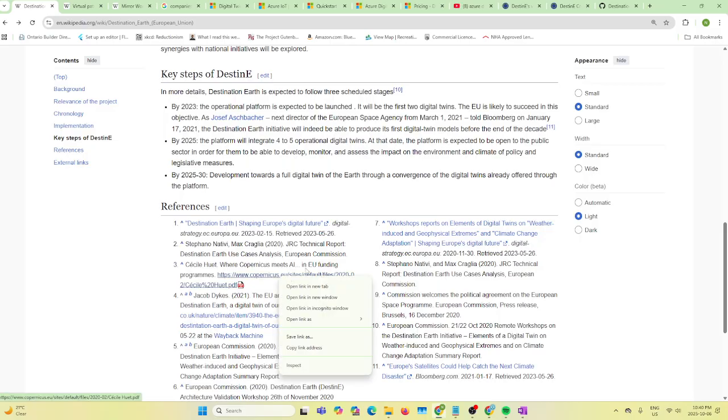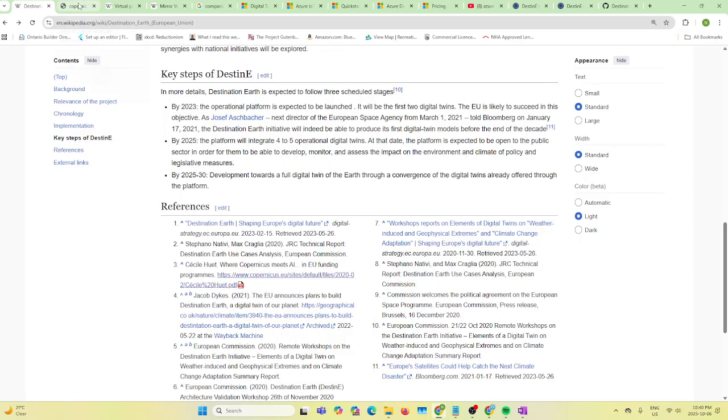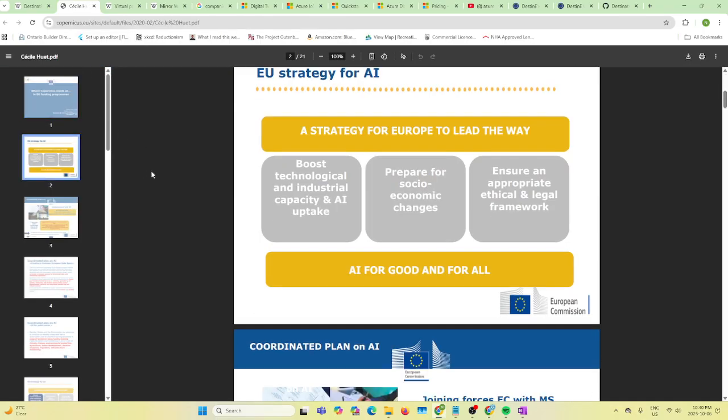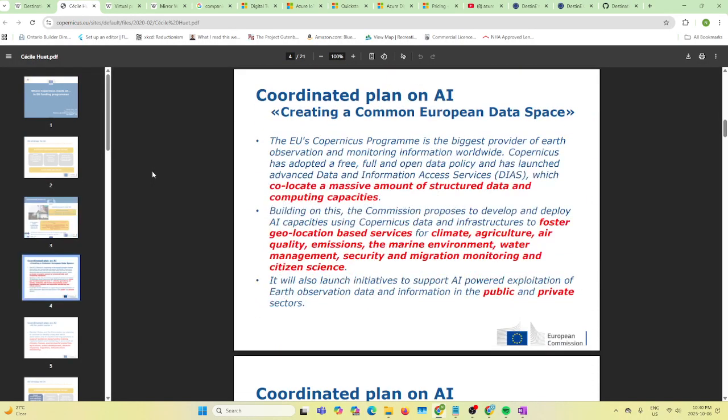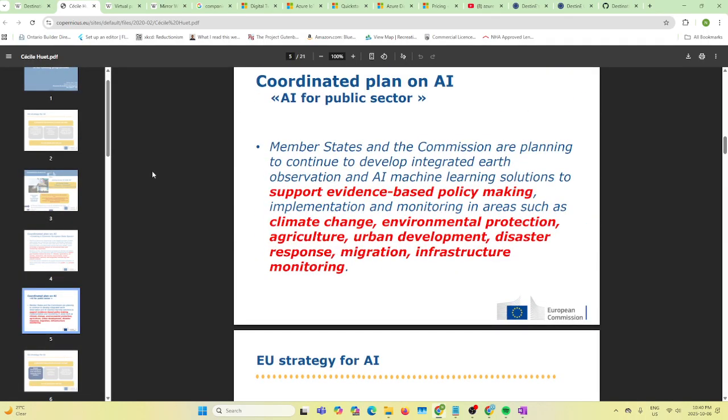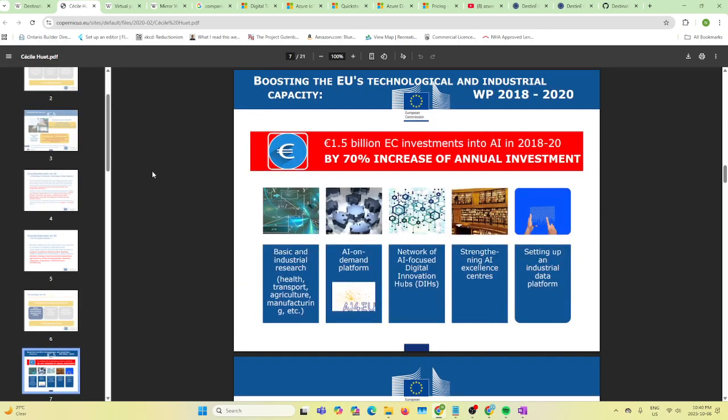Copernicus, yes. What was the Copernicus thing again back in 2020? Where Copernicus meets AI, an EU funding program for Europe to lead the way, boost technological and industrial capacity and AI uptake, prepare for socio-economic change, ensure an appropriate ethical and legal framework, AI for good and for all. 100% of member states and the Commission are planning to continue to develop right observations and all that fun stuff.